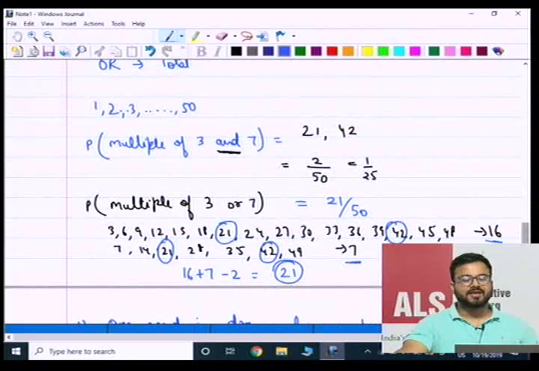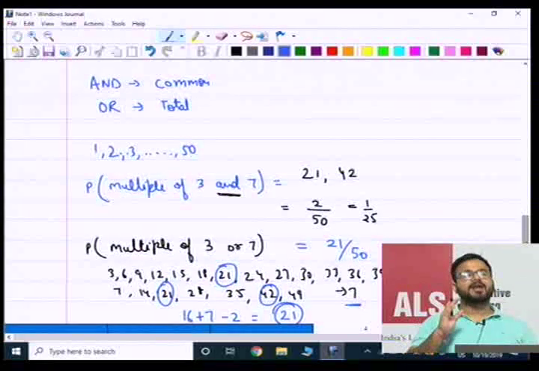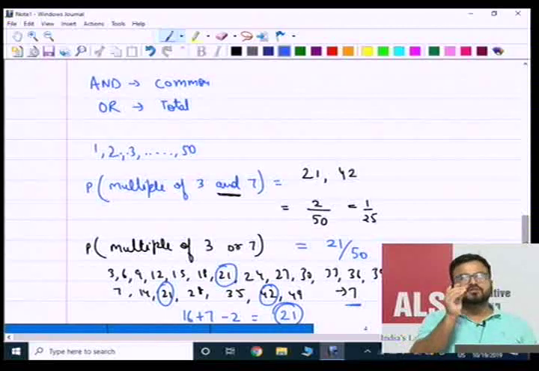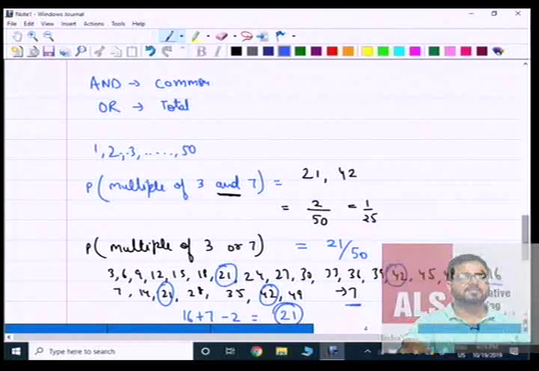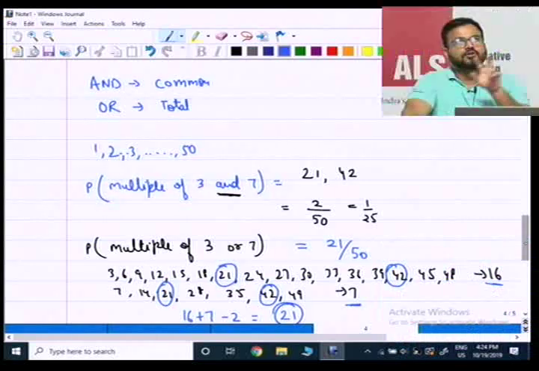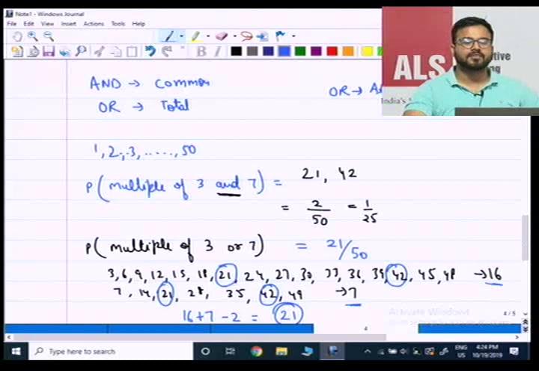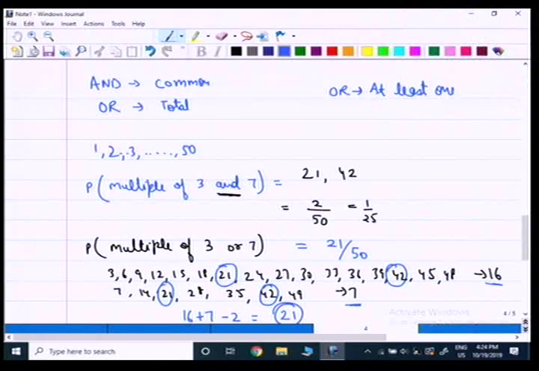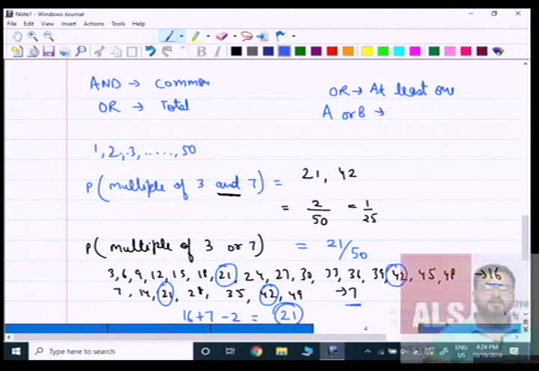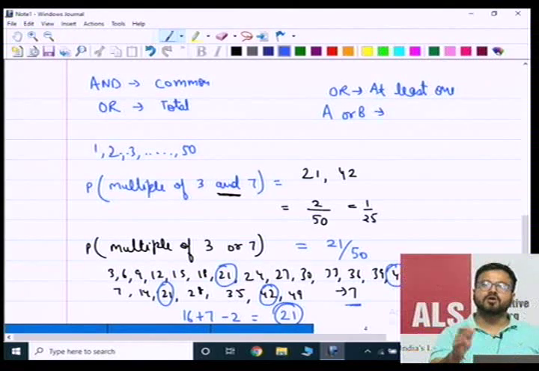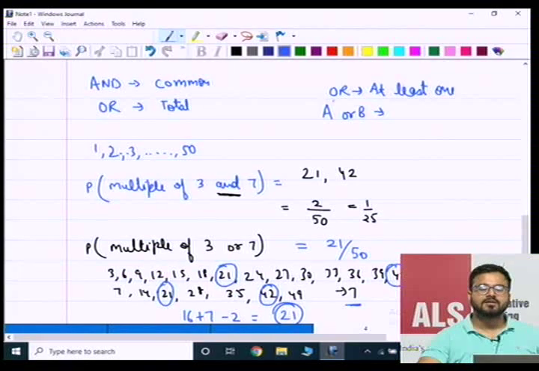Okay, see, AND or OR: basically, AND means common. Common means it should satisfy both of them. Like if we say it in Hindi, AND means both should be there together. And OR means total. It can be any of them or both of them. OR also means at least one. So if I am saying A or B, it means either A or B or both of them. So at least one is indicated by OR, and both at a time is indicated by AND.